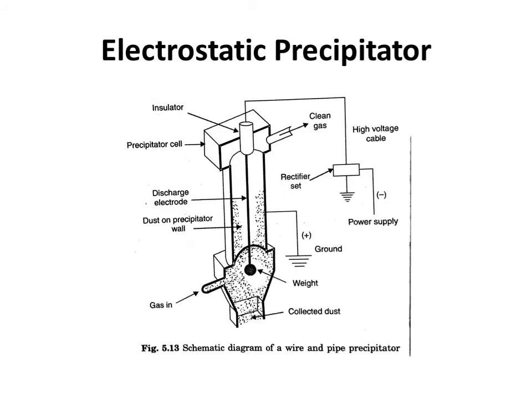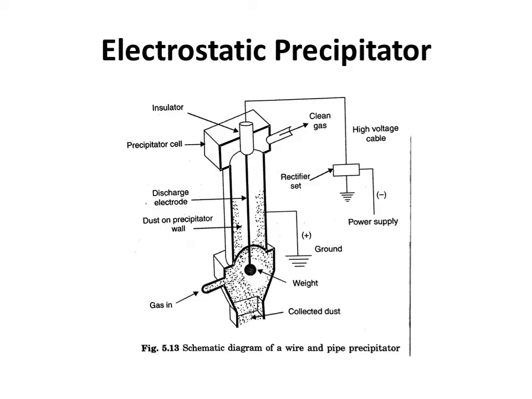The next method used for the separation of particles from a gas stream is the electrostatic precipitator. This system consists of a positively charged collecting surface and a high voltage discharge electrode wire suspended from an insulator at the top and held in position by a weight at the bottom, as you can see in the figure.